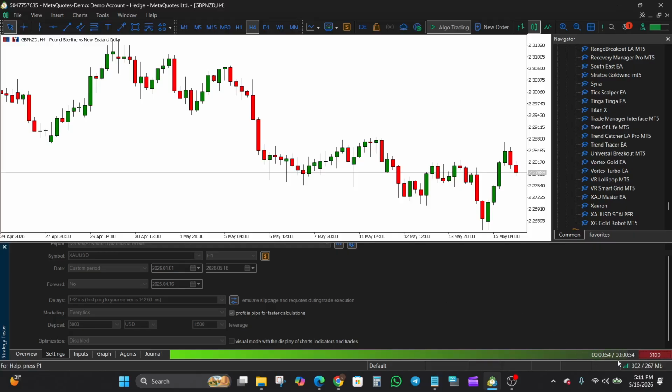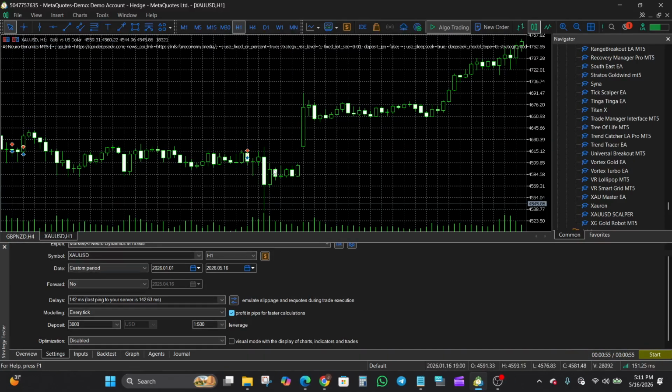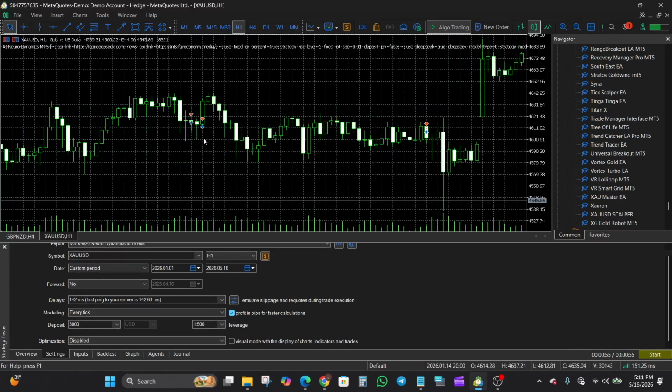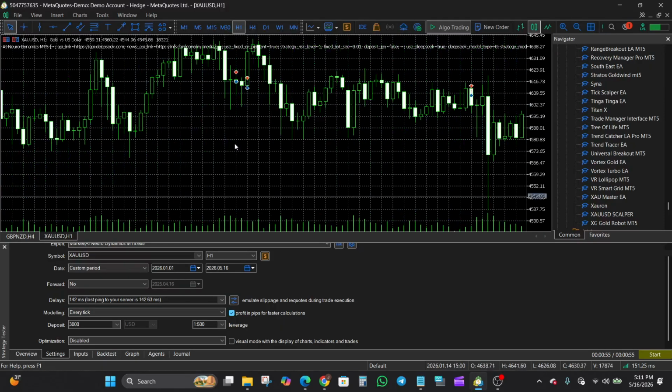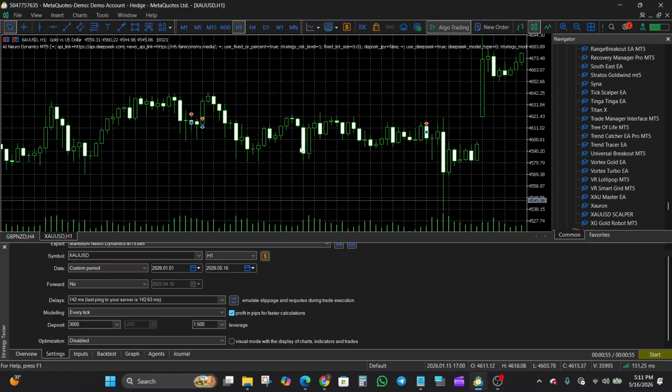All right, so just a couple of seconds now and we are good to go. Just like I was saying, we can see now that in terms of the spacing between trades, the EA is doing quite a good job with that. It's not stacking a lot of trades together. We can see now that the trade was executed and closed within the same candle here, meaning that the EA is targeting short-term price movements.